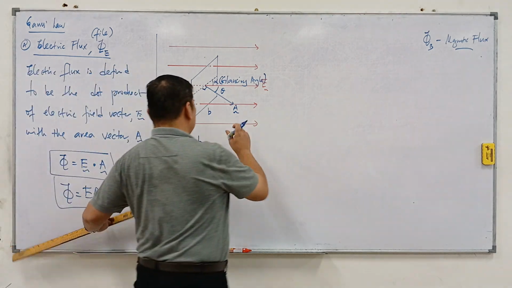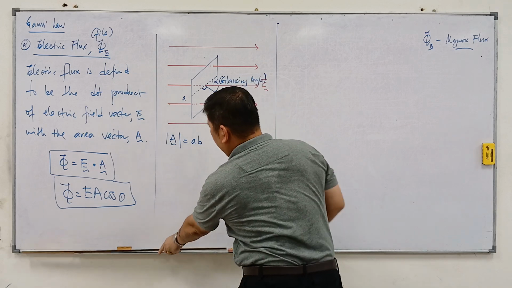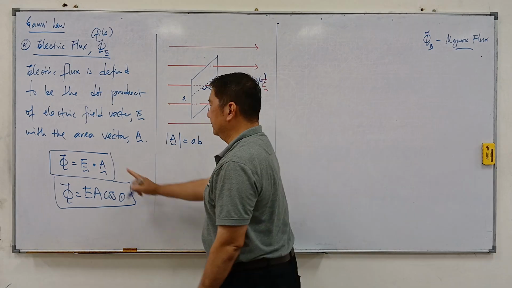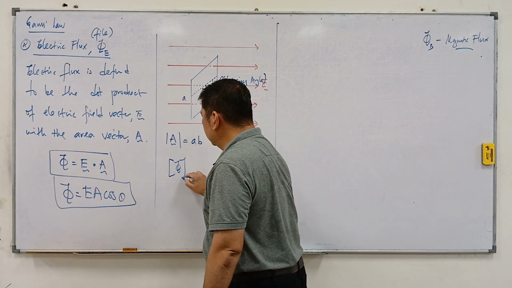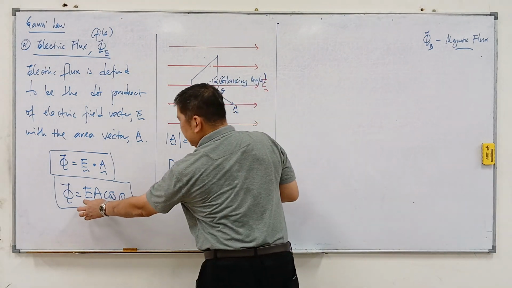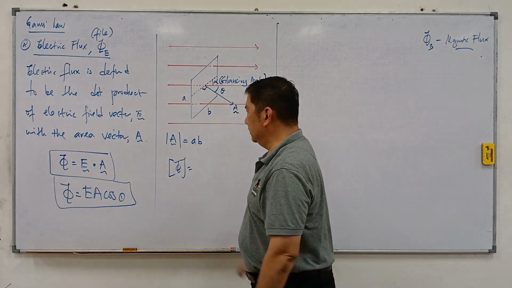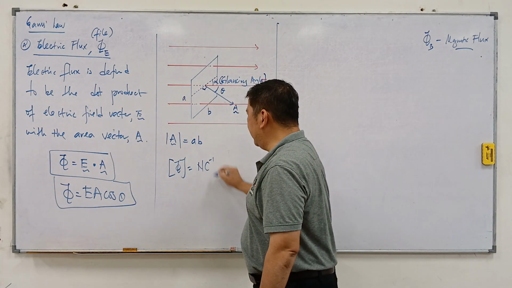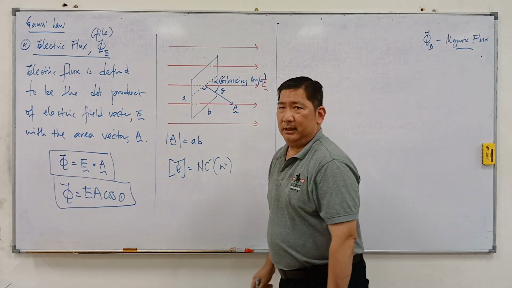Alright, so this one is done. We look at an example. So one formula only. Before that, what is the unit for phi, the electric flux? We follow the formula. Look at this formula: E A cosine theta. Cosine doesn't have a unit. E is the electric field. So we have Newton per Coulomb multiplied by area in meter squared.